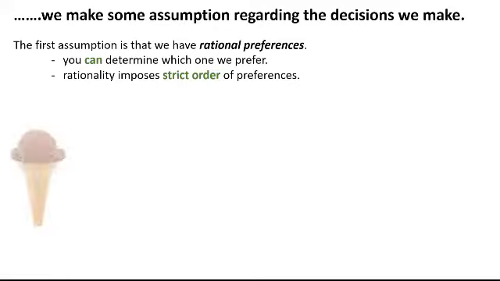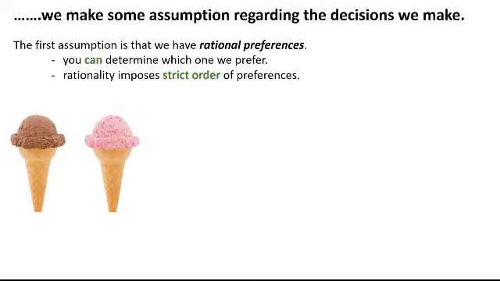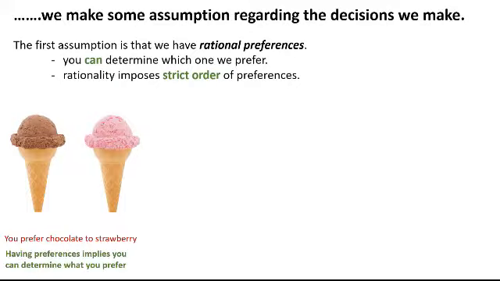So think of it this way. Suppose we're given the choice between chocolate ice cream and strawberry ice cream, right? You prefer chocolate to strawberry, at least I do. And so the first component of that is that having preferences implies you can determine which one you prefer. So in my case, I prefer chocolate.